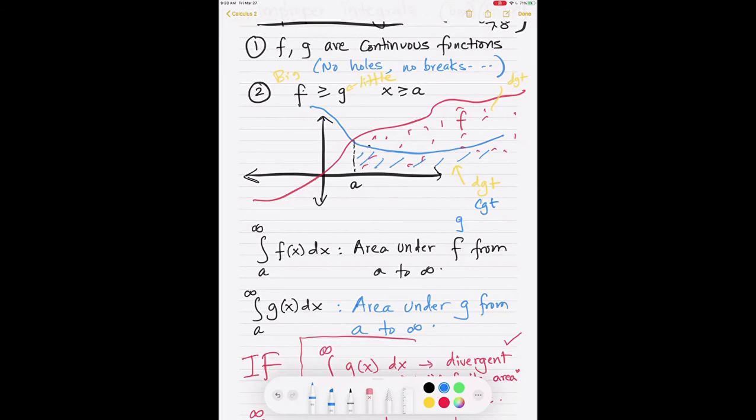So thank you so much. If g is convergent, meaning the blue area is convergent, what can you say about the big guy? Inconclusive.